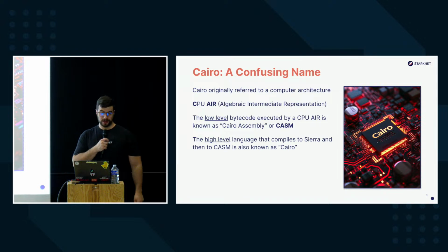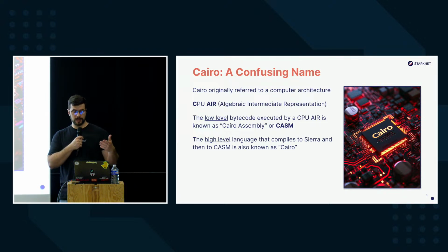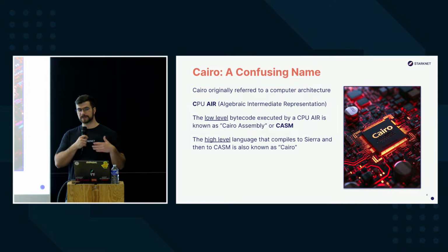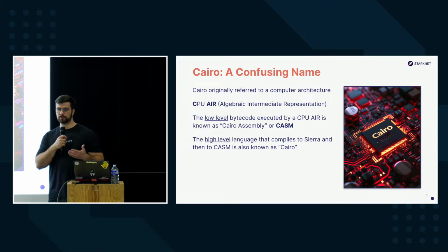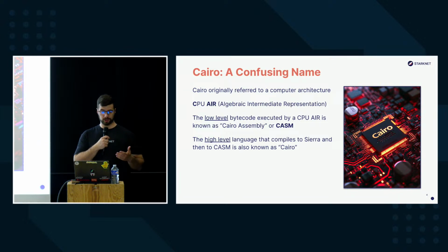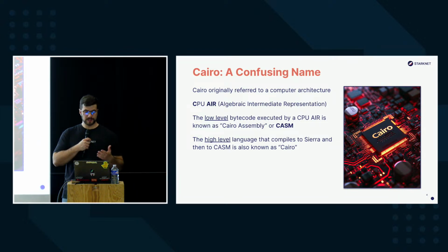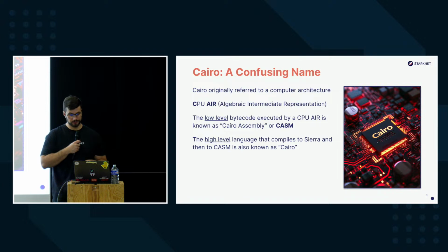Now, the high-level language that compiles to Sierra and then to CASM is known as Cairo. So this is the name that we referred to so far, the programming language, the high-level programming language. But please keep in mind, initially it referred to this new type of computer architecture that was optimized for these validity proofs.